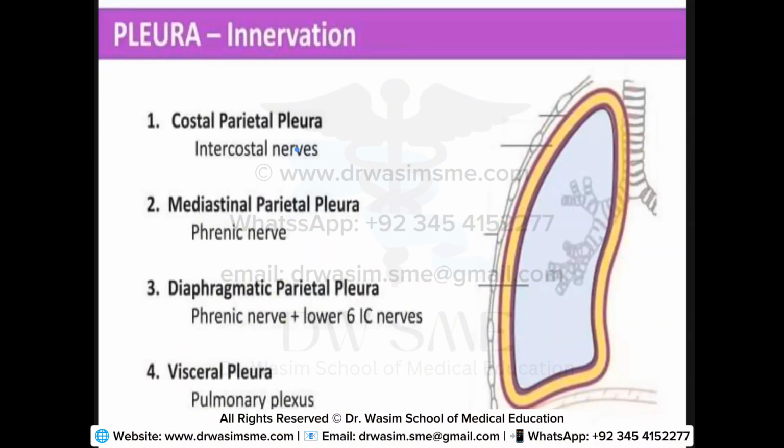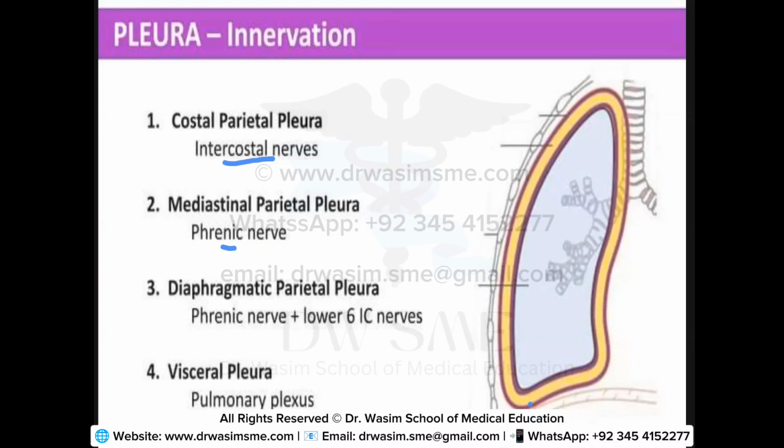So next up we have which of the pleura is supplied by which nerve. This is very important. The costal parietal pleura, which forms this area behind the costal cartilage or the rib cage of the thoracic cavity, is innervated by the intercostal nerves. Now, this area which is present on the medial side is supplied by the phrenic nerve.